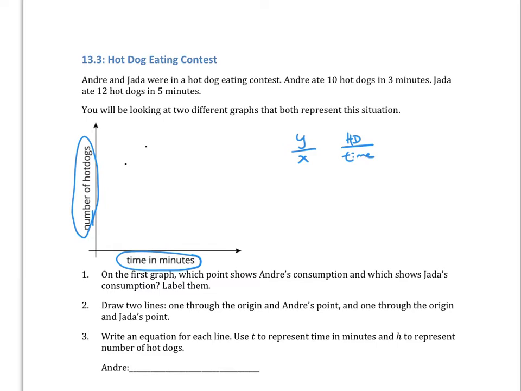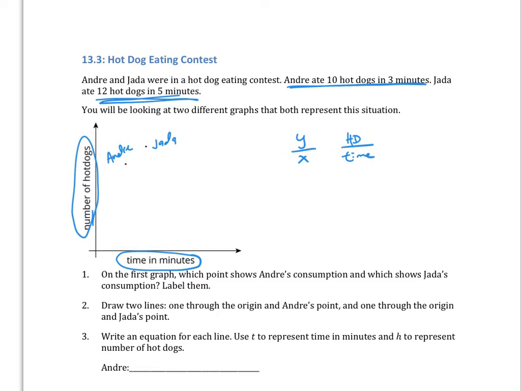So on the first graph, it asks which point shows Andre's consumption and which one shows Jada. So if we look a little bit closer, it says Andre ate 10 hot dogs in 3 minutes. Jada ate 12 hot dogs in 5 minutes. So this tells us that Jada's point is going to be farther to the right on the x-axis because 5 is bigger than 3. So that means this point is Jada and this point is Andre.